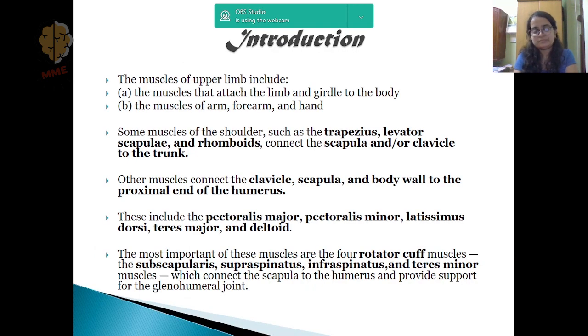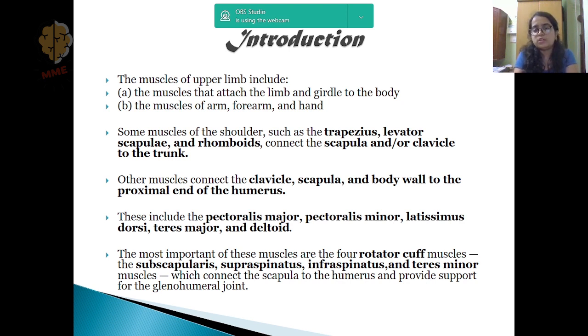Now, introduction. Basically, the muscles of the upper limb can be grouped into two groups. The muscles that attach the limb and the girdle to the body, and the muscles of the arm, forearm, and hand. Basically, the second group is strictly speaking the upper limb muscles in the truest sense. Now, the first group consists of muscles which attach the upper limb and the girdle, meaning here the pectoral girdle or the shoulder girdle, to the body, to the vertebral trunk, to the vertebral column, or to the anterior thoracic wall.